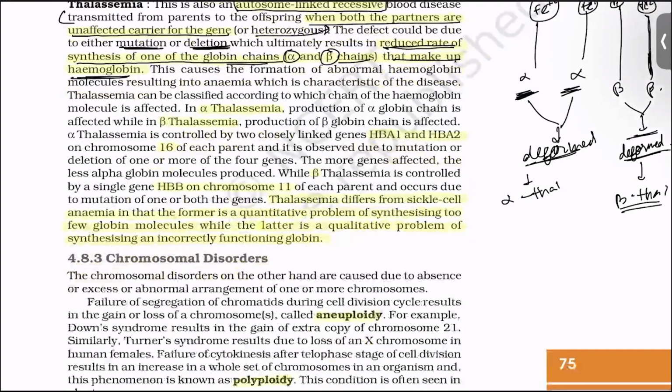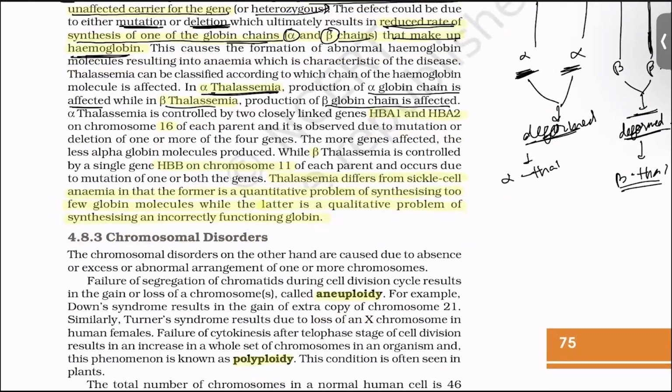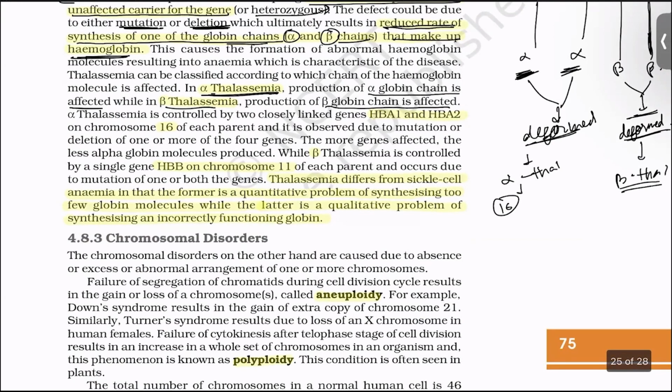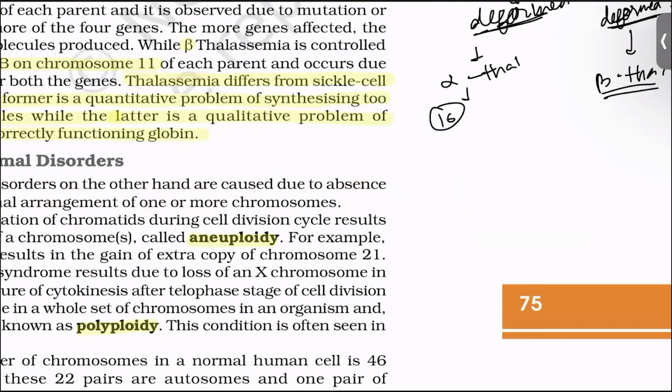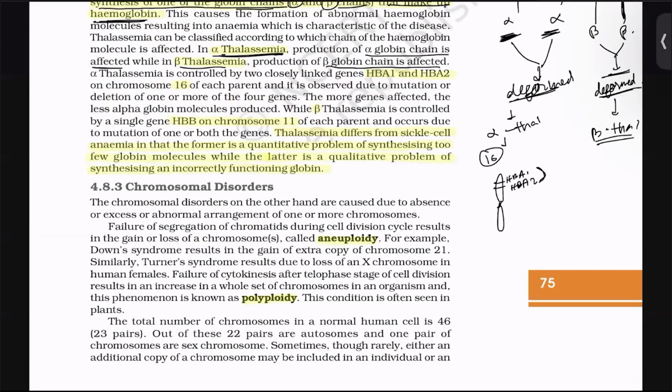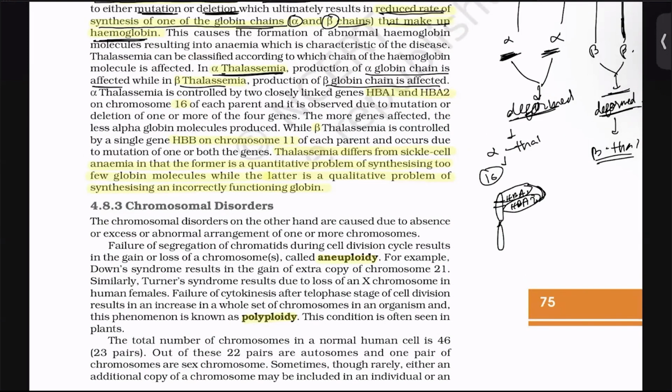So in alpha thalassemia, production of the alpha globin chain is affected. And in beta thalassemia, production of the beta globin chain is affected. And how it happens is, in case of alpha thalassemia, there's chromosome 16. And in chromosome 16, we have two genes, HBA1 and HBA2. These two genes are responsible for production of the alpha globin chain. And when there's a mutation of either of the genes or both of the genes, the alpha globin chain gets affected and becomes deformed.